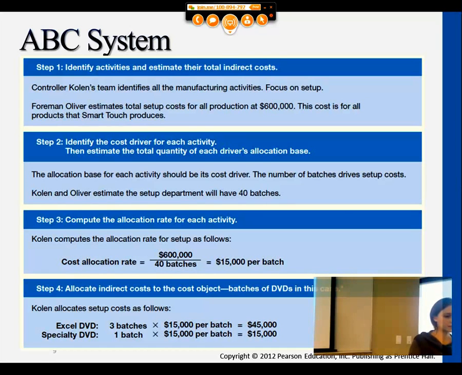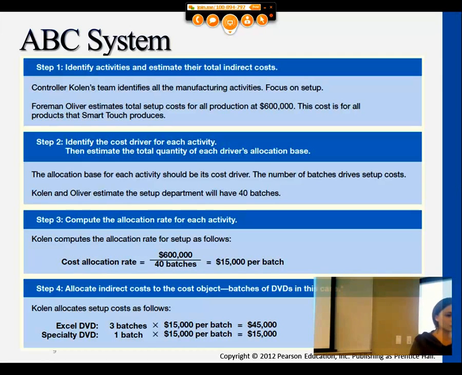Okay, so they decide that it's going to be 40 batches. So what do we have so far? We estimated the total setup cost, and we estimated the number of batches. Okay, now we need to compute the allocation rate for the activity, for our setup. Now this is only for one activity, right? You may have so many. This is just for one example.